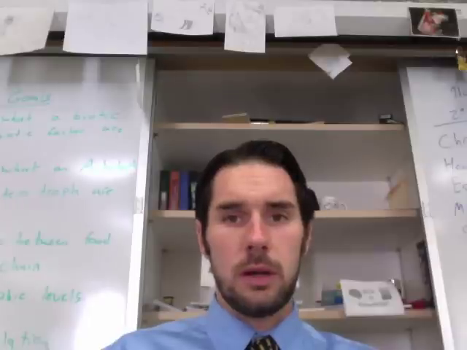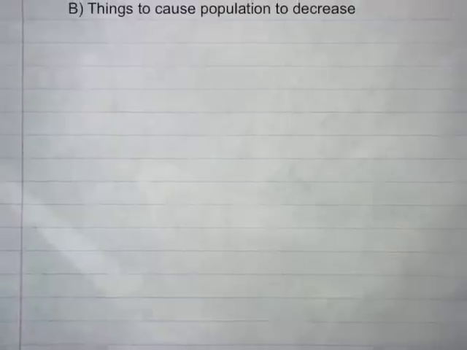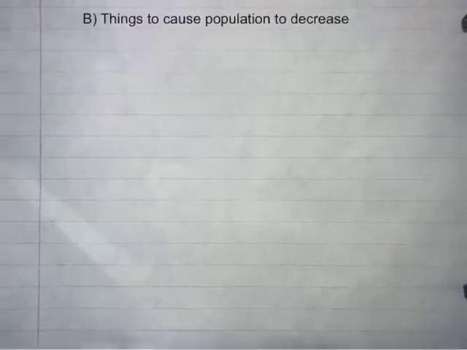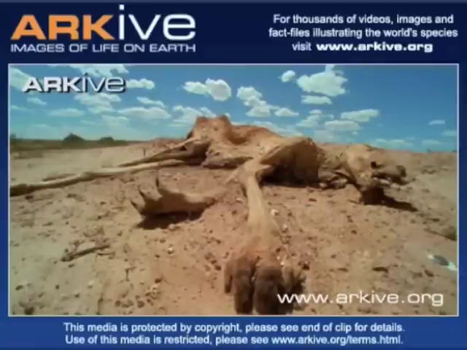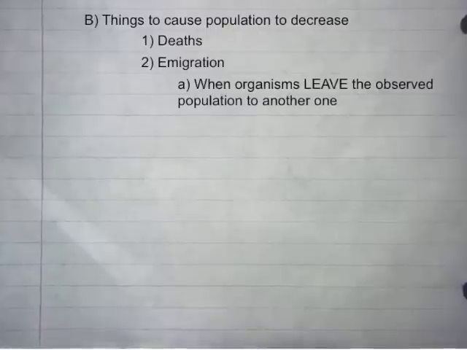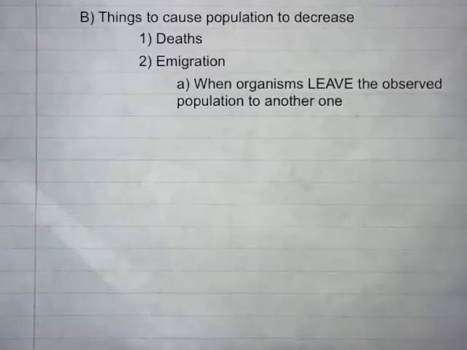Let's talk about what are some of the things that may happen to cause our populations to decrease in size. Things to cause population to decrease. Organisms can sometimes die due to disease or predation. This can cause the population numbers to change. Deaths, emigration, when organisms leave the observed population to another one.